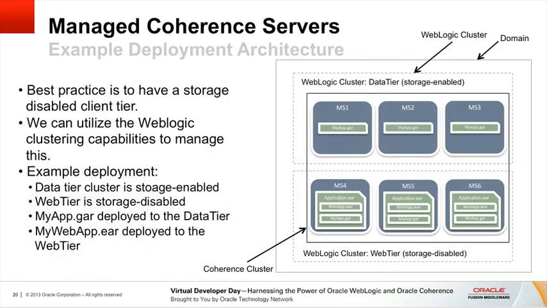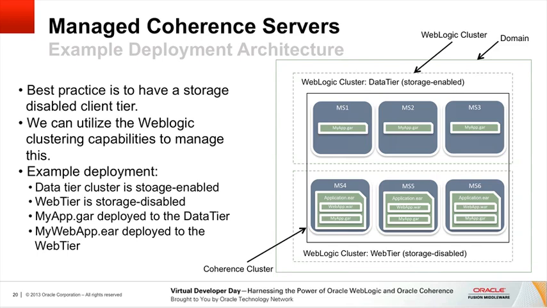From a best practices point of view, now that we understand deployment models, we like to have a tiered architecture. In particular, we want to separate out the application tier from the cluster tier or the caching tier by having the application tier be storage disabled. Namely, we don't want the resources responsible for hosting and running an application to interfere with the resources responsible for hosting and managing caching. In the diagram below, on the diagram to the right, you can see we can utilize WebLogic clustering capabilities to manage this.